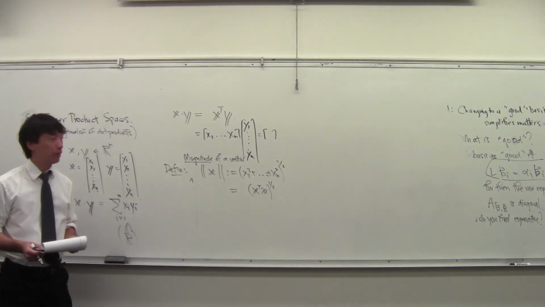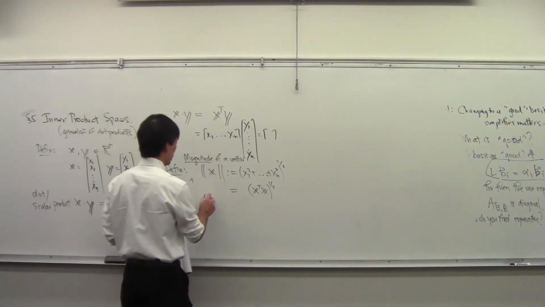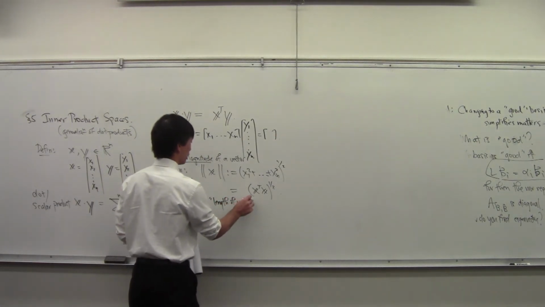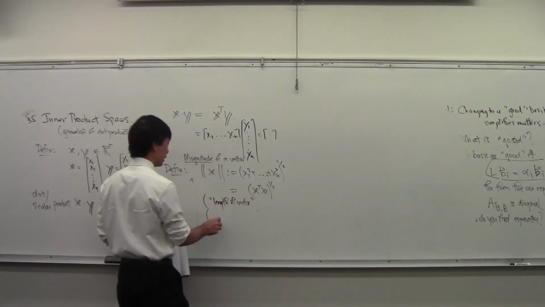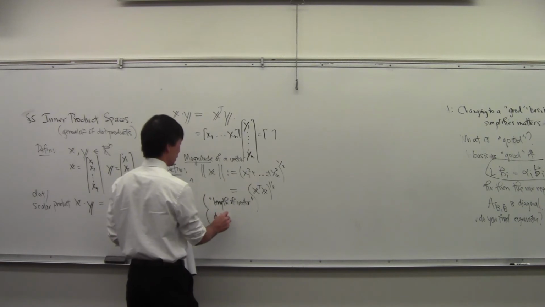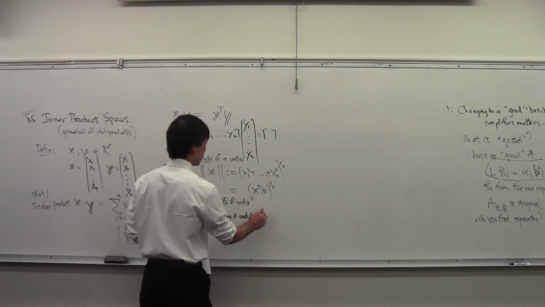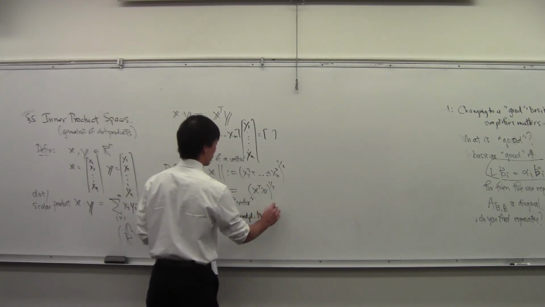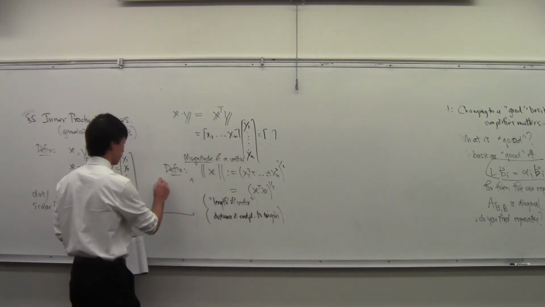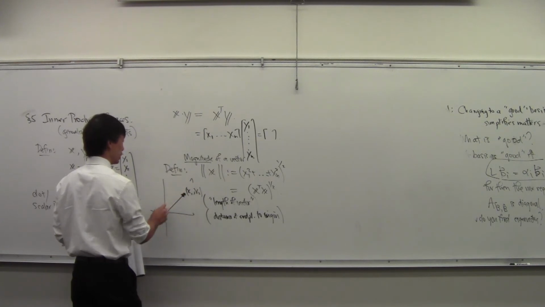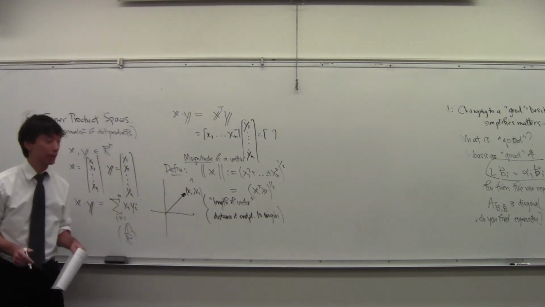This is the length of the vector. Or you can think of it as the distance of the endpoint to the origin. You've got some point, and you've got this vector here. It's the distance of this endpoint to the origin. In other words, the length of the vector.